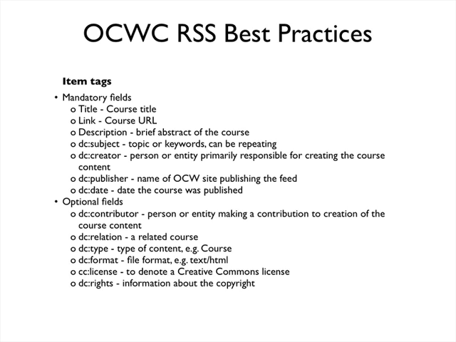Items would represent courses or resources that you're publishing. And so obviously we have some mandatory fields like the course title, a link to the URL. We use that link in order to refer people back to your site when they find it in our search engine. A description is useful so that people have a brief abstract. The general idea would be to do something along the lines of a course catalog that you might use in print if you're trying to decide whether or not you wanted to take that course. You need to read something about the topic that it covers.